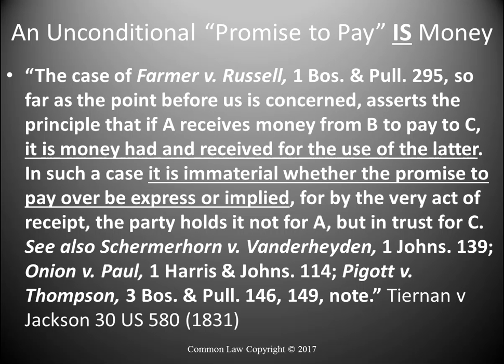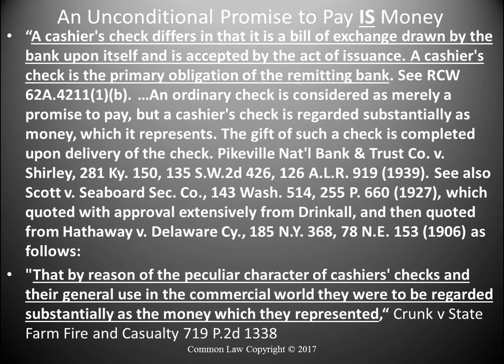And this is Tiernan versus Jackson, an 1831 court case. The case of Farmer versus Russell, so far as the point before us is concerned, asserts the principle that if A receives money from B to pay C, it is money had and received for the use of the latter. In such a case, it is immaterial whether the promise to pay over be express or implied. For by the very act of receipt, the party holds it not for A, but in trust for C. And so it creates a trust.